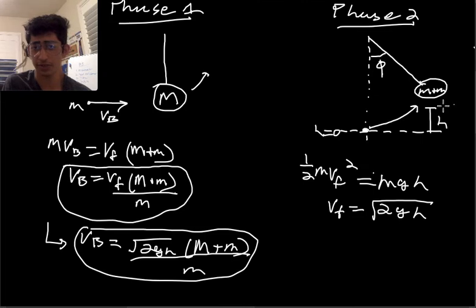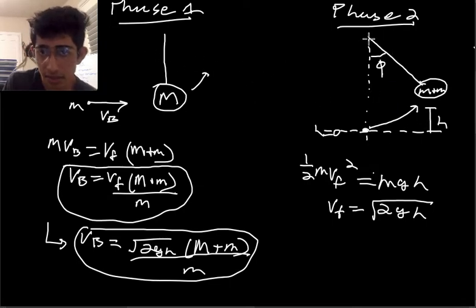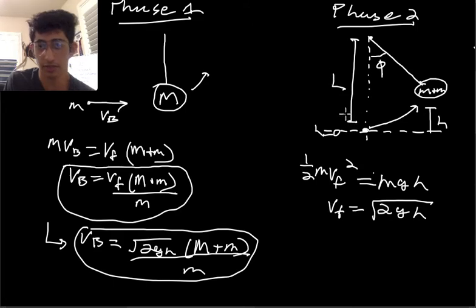Now, if we go back to phase 2, we're told that it makes an angle phi with the vertical. So how can we use that to our advantage? We know that at the beginning, the distance from the roof, where the pendulum is attached, to the object will simply be the length of the string, L. However, when it swings, it's gained some height.